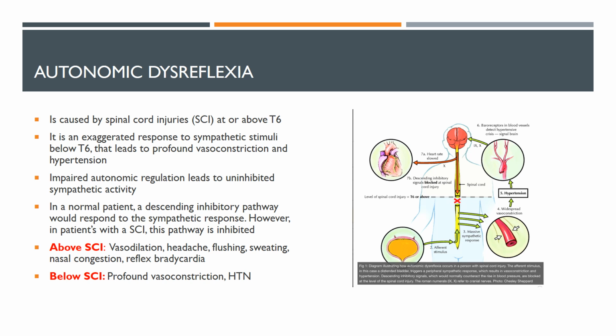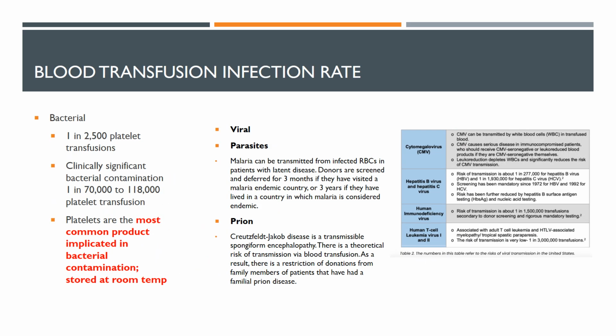And below the level of the spinal cord injury, you end up with profound vasoconstriction and hypertension. Blood transfusion infection rate. So transfusion infections can occur from bacteria, viruses, parasites, and prions. For bacterial infection, most commonly going to be due to bacterial contamination from platelets.